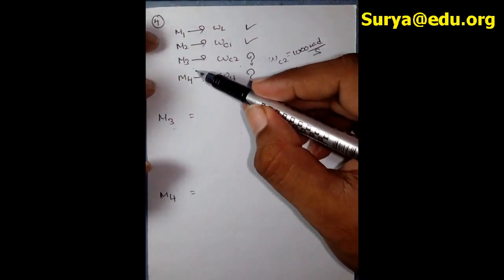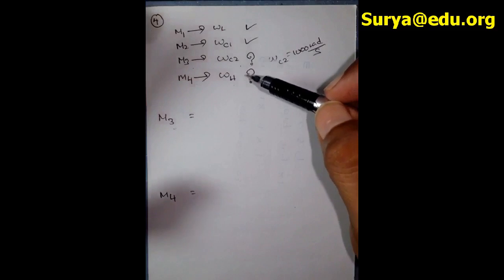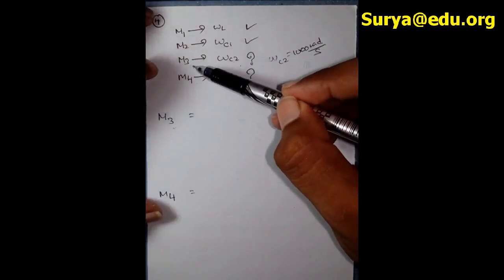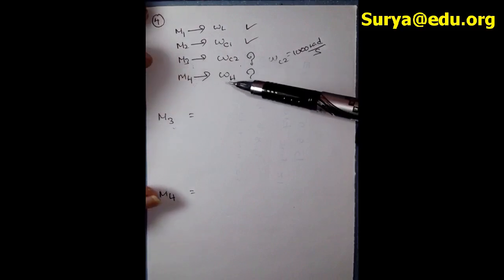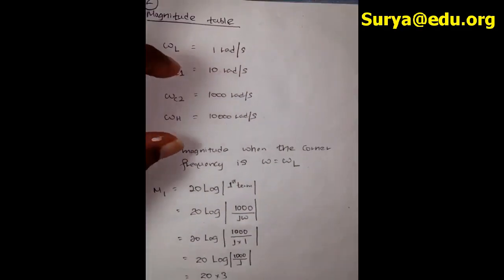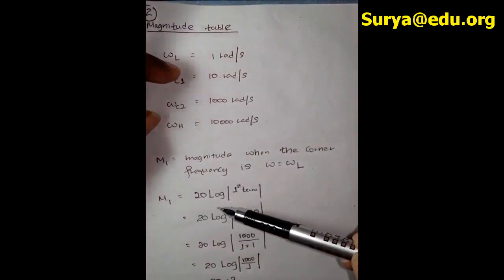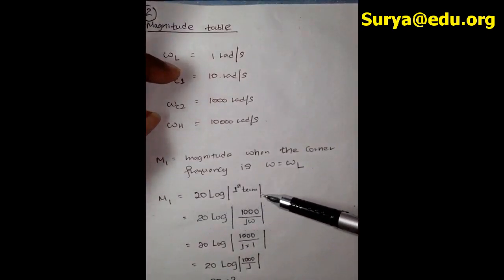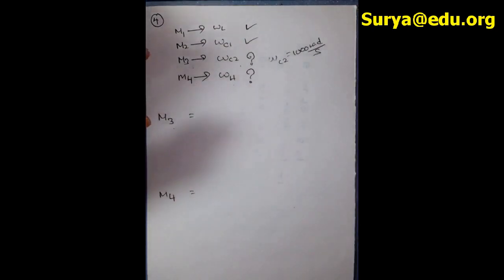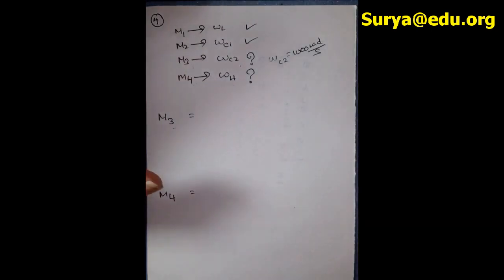That means both M3 and M4 are related with the highest frequency. So the way of calculating M3 and M4 is different. It is not the same as the previous step. As you know, in the previous step we did something like M1 equals 20 log of the first term. But now the case is not like that. Here it's a bit different, so I will tell you how to do this.